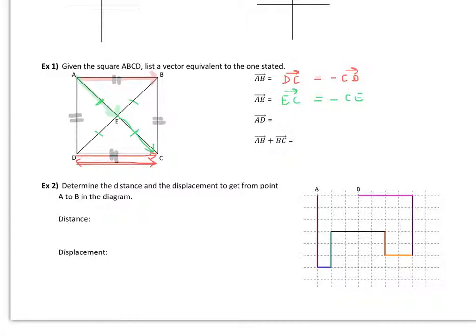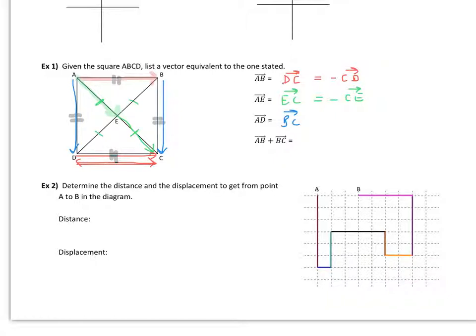Turn it around. A to D goes from here down to here. That would be equivalent to B to C. They go the same direction, have the same magnitude. Okay, and you could put negatives with that too if you wanted to. But I want to look at this last one.